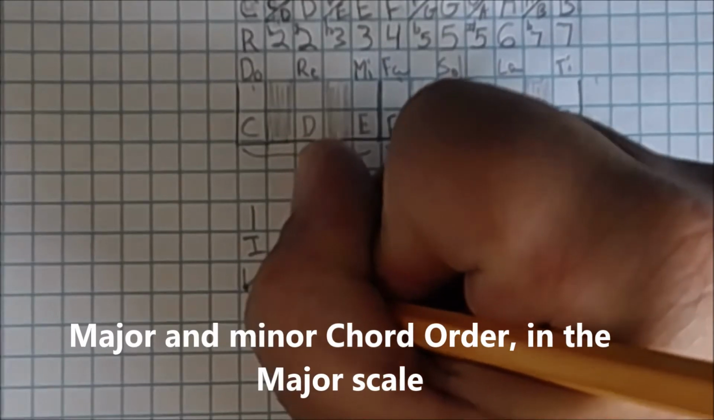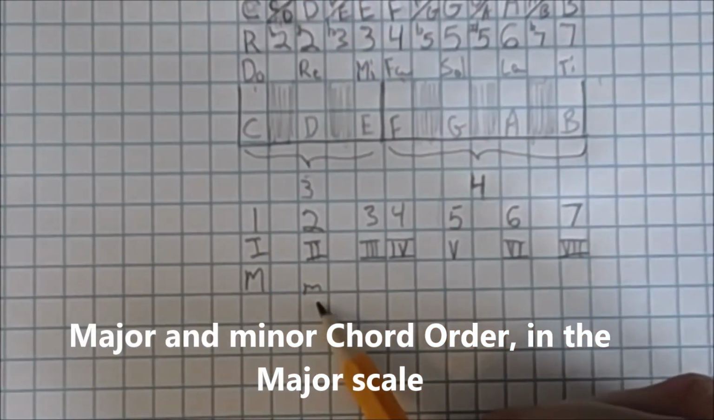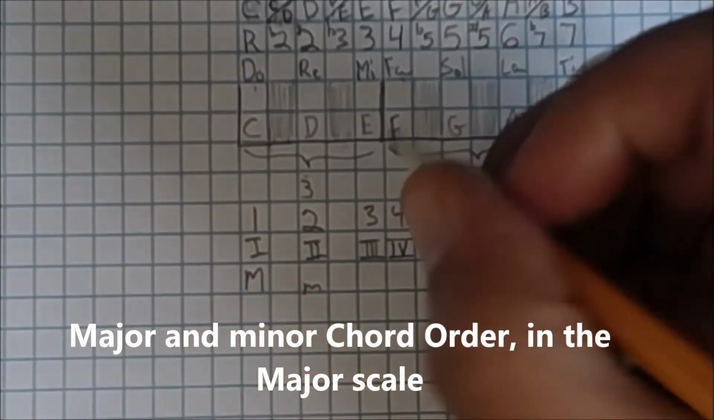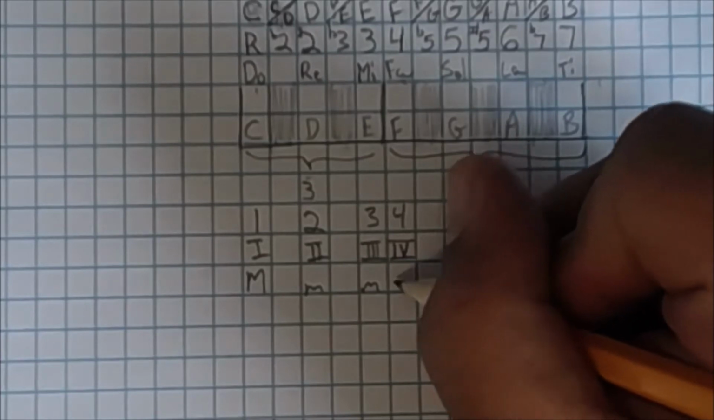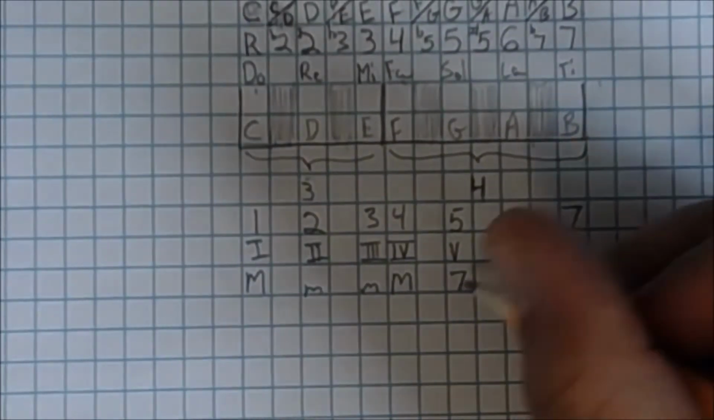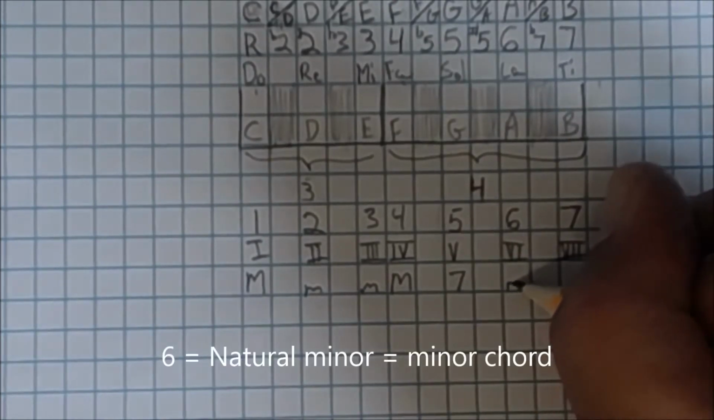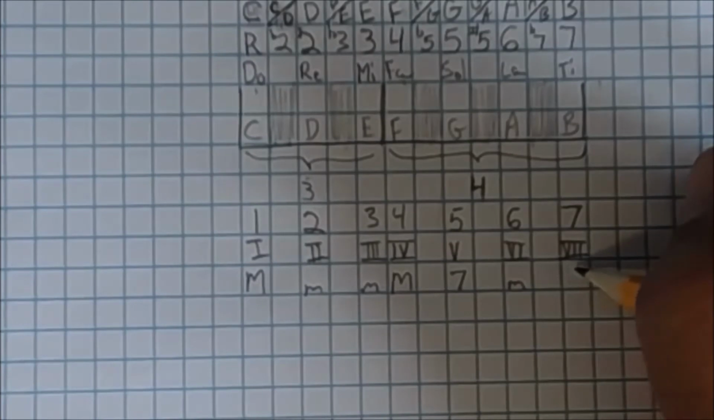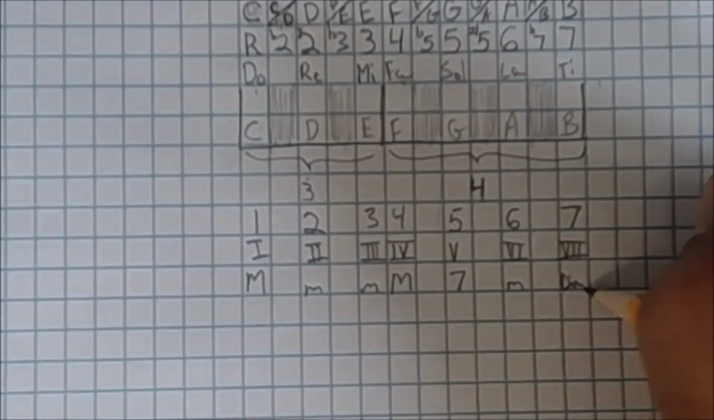This is a major. This is a minor, the smaller m for minor, larger M for major. Major, minor, minor, major, dominant 7, which is also major, so we write it big, and then the minor 6, and then the diminished, so we're just going to put dim here for diminished.